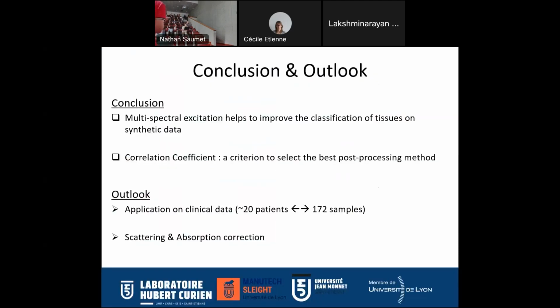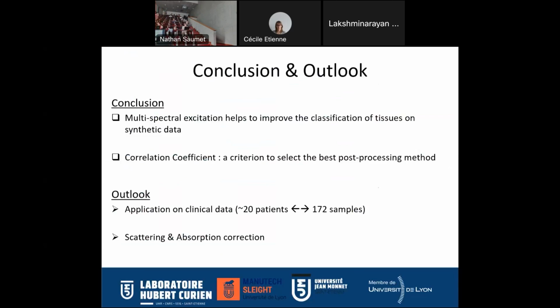So briefly, we previously demonstrated that using multispectral excitation helps to improve the classification of tissue on synthetic data. And moreover, we now demonstrated that the correlation coefficient could be a criterion to select the best processing method, in the sense that we are able to better determine if there is a real addition of information using two excitation wavelengths of the fluorescence compared to a single one.